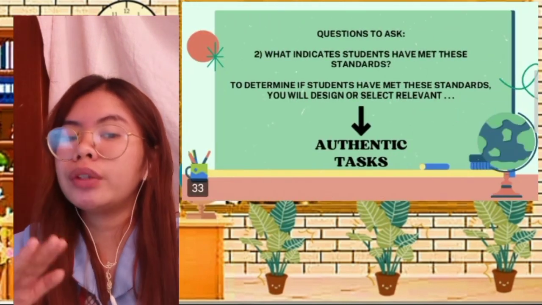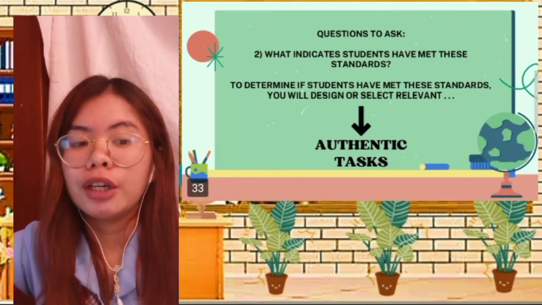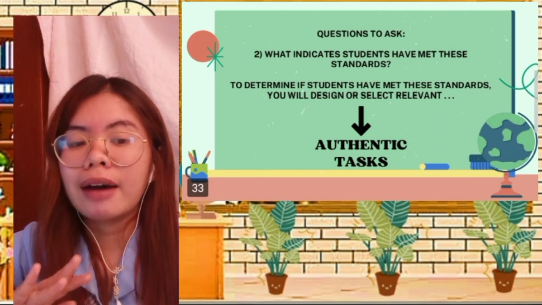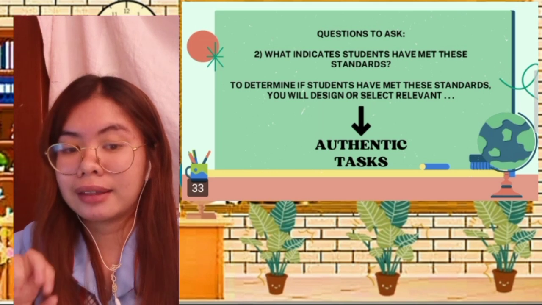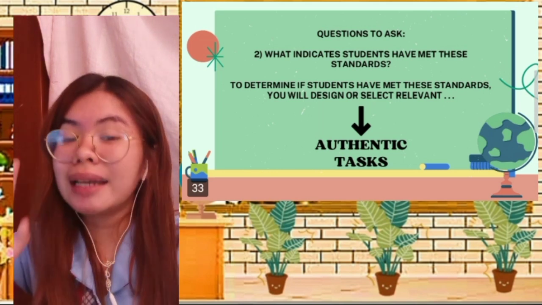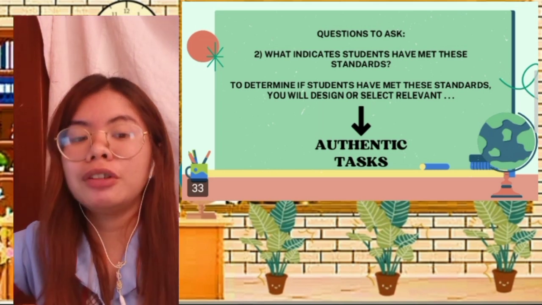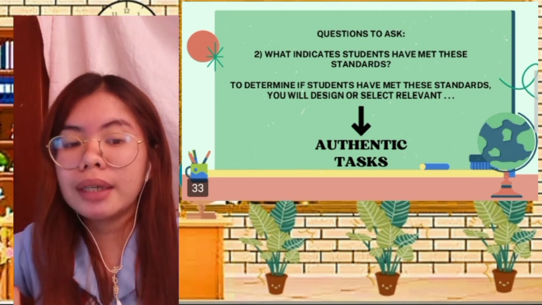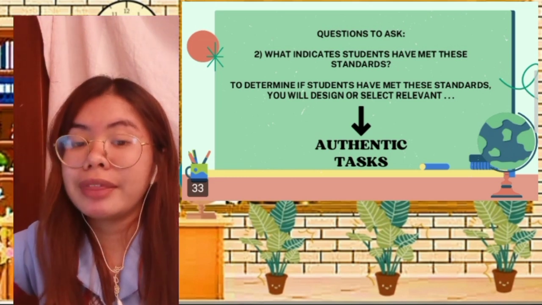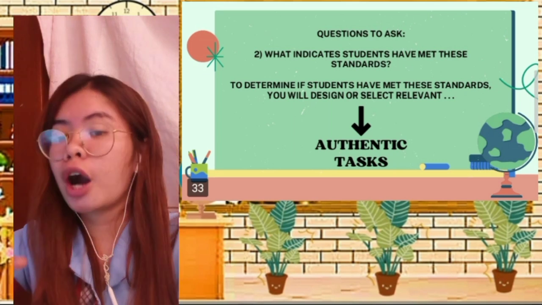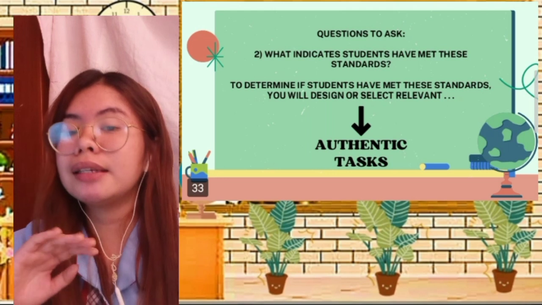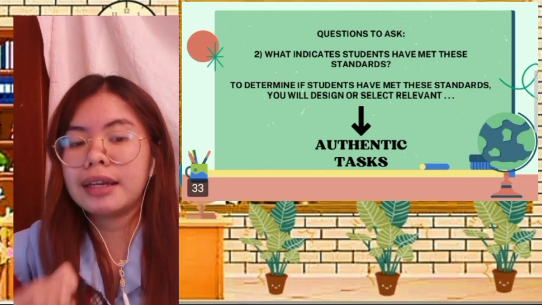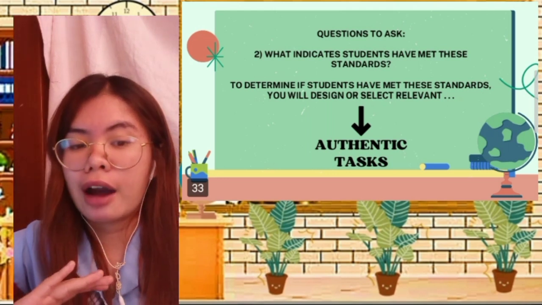What indicates students have met this standard? So to determine if students have met these standards, you will design or select relevant authentic tasks. So in the second step, the authentic task determines how you will know students have met the standards written in step 1. After you come up with the standards, you will now create an authentic task that is associated with the intended learning outcome.